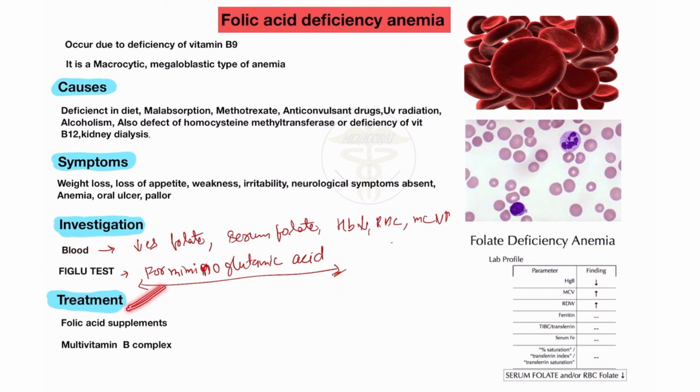What is the treatment? In the treatment of the patient with folic acid deficiency anemia, we will provide folic acid supplements like oral pills. We will give parenteral supplements when the patient has no absorption capacity. And we will also provide multivitamin B complex, like vitamin B9 and vitamin B12 supplements. So this is all about folic acid deficiency anemia.